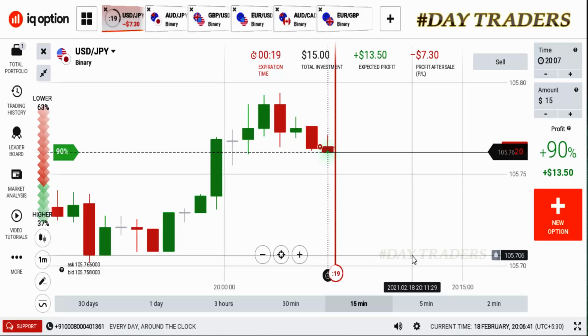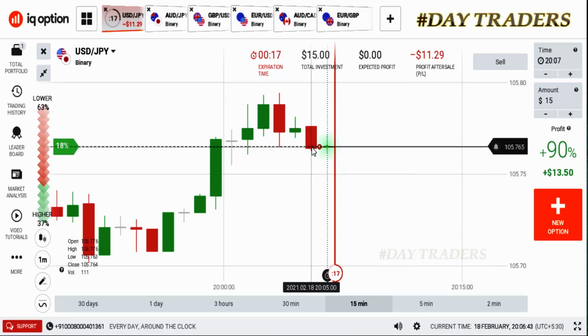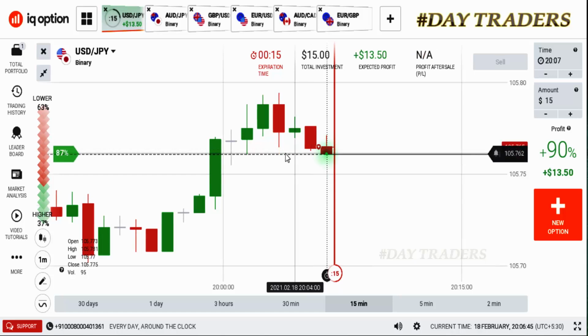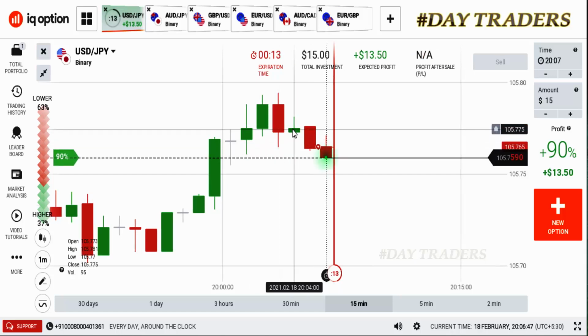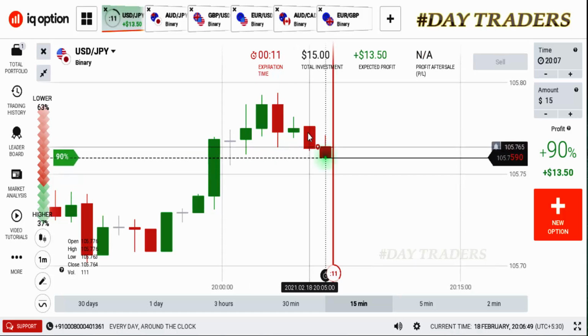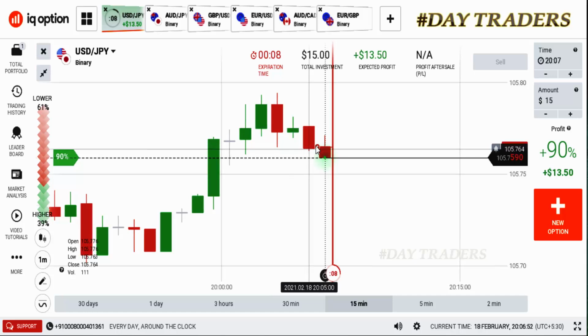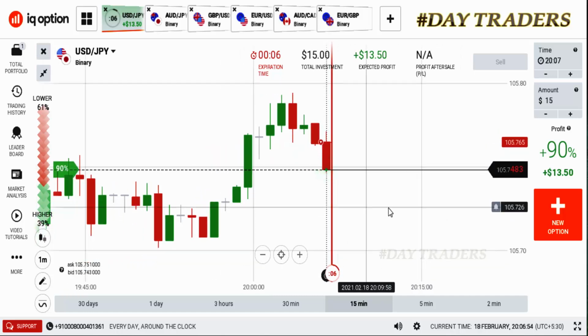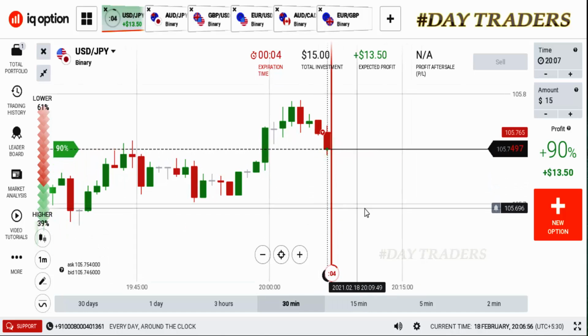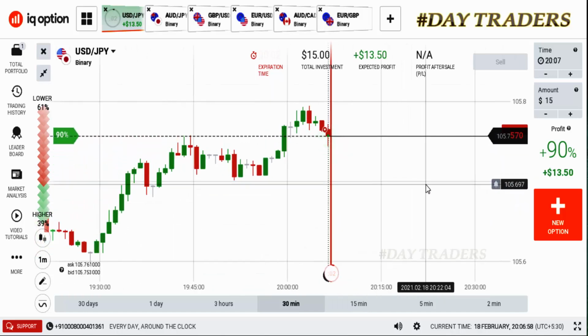Let's see. And there is no buyer rejection. This is also buyer rejection. Already some buyers entered. Again this candle is very strongly closing at the level. That's the reason I placed a lower option. You can see some sellers are very strongly in the market at the support level.